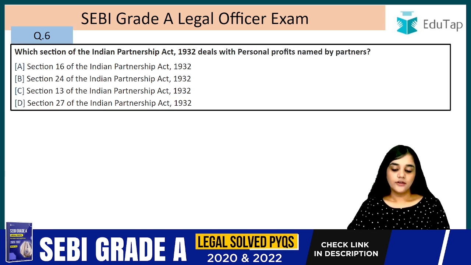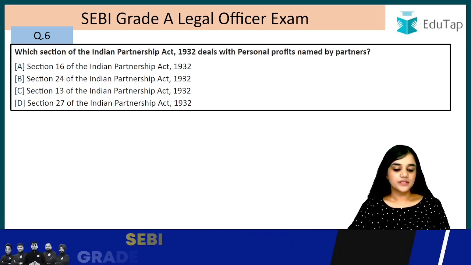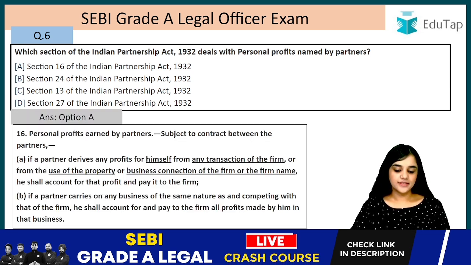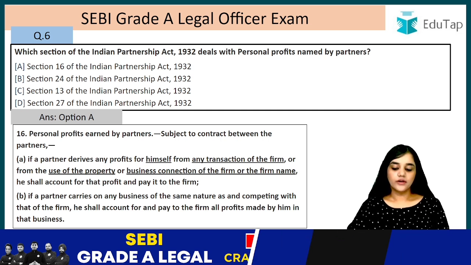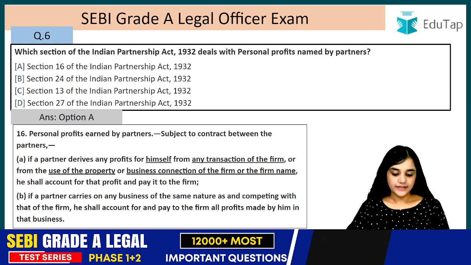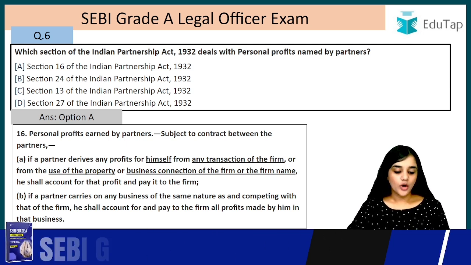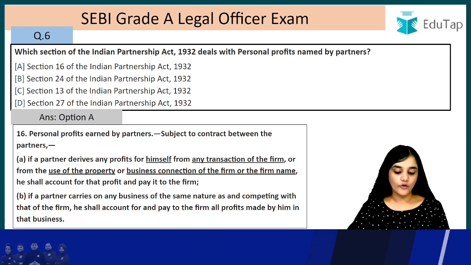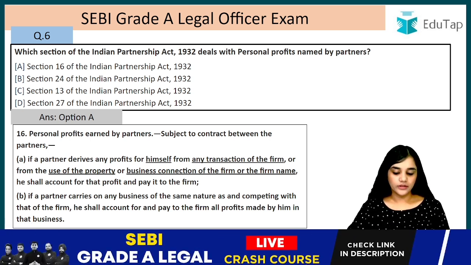Question number 6. Which section of the Indian Partnership Act deals with the personal profits made by the partners? So it is section 16. Let's read this section. What does section 16 say? Subject to the contract between the partners. So this means that it is subject to the contract between the partners. But the general principle is, if a partner derives any profit for himself from any transaction of the firm, or from the use of the property or business connection of the firm or the firm name, he shall account for the profit and pay it to the firm.